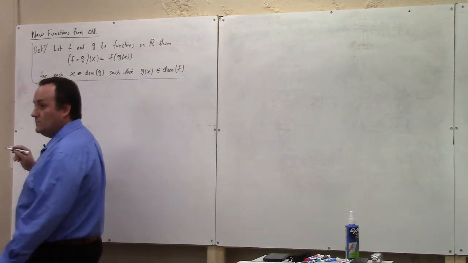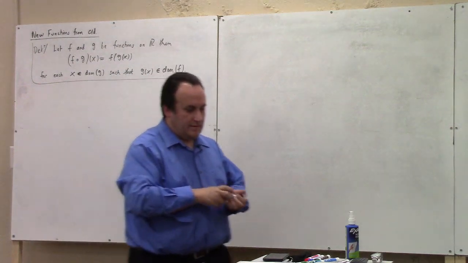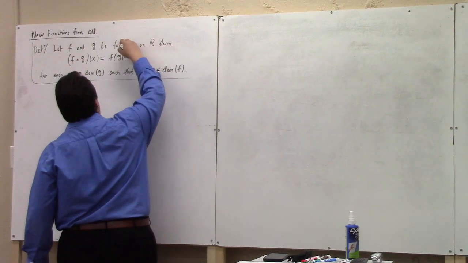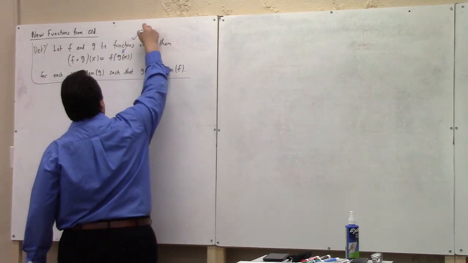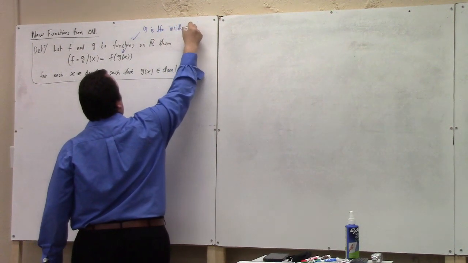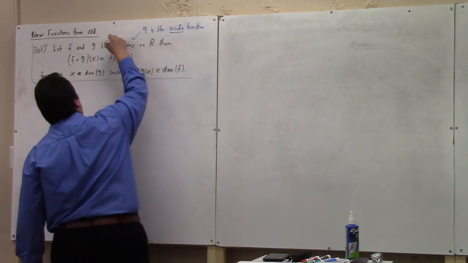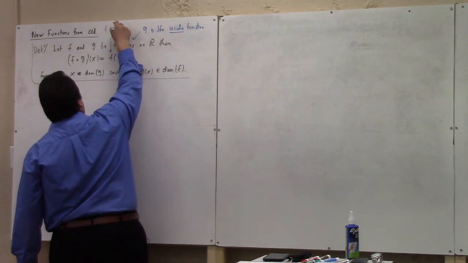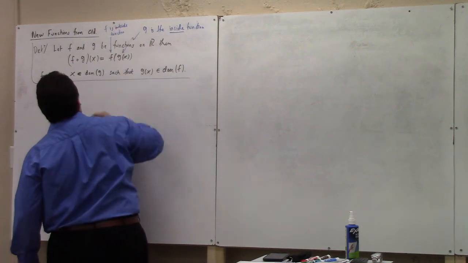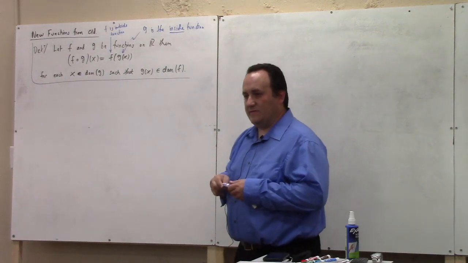A little bit of language I should mention, because we keep using this language in calculus. Here, g is the inside function, and f is the what? The outside function. Right? It matters which one's in and which one's out.